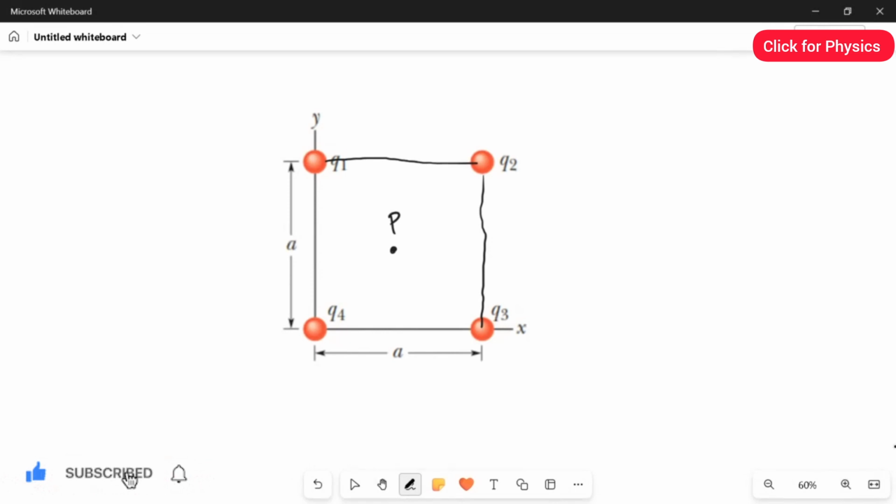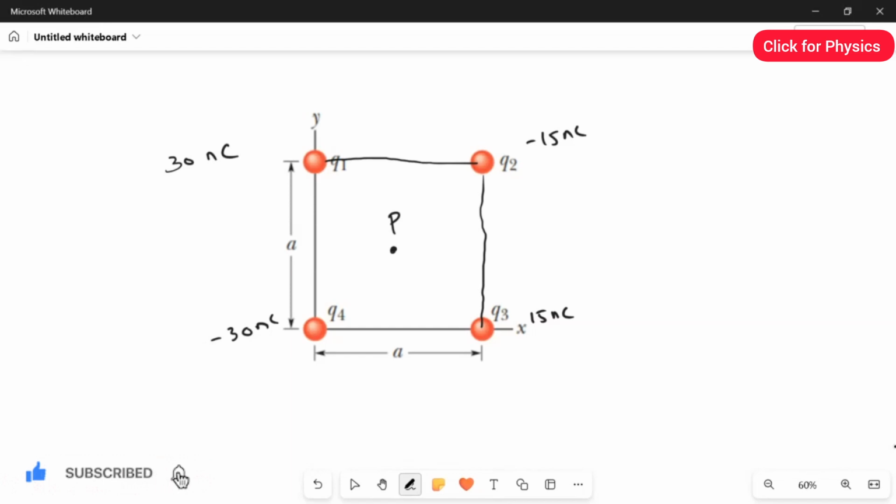And here we have to bring the test charge. Before that, we can write the given values first. So the value of Q1 here is positive 30 nanocoulomb, Q2 is minus 15 nanocoulomb, Q3 here is 15 nanocoulomb, and Q4 is minus 30 nanocoulomb. So the values of the charges are given.